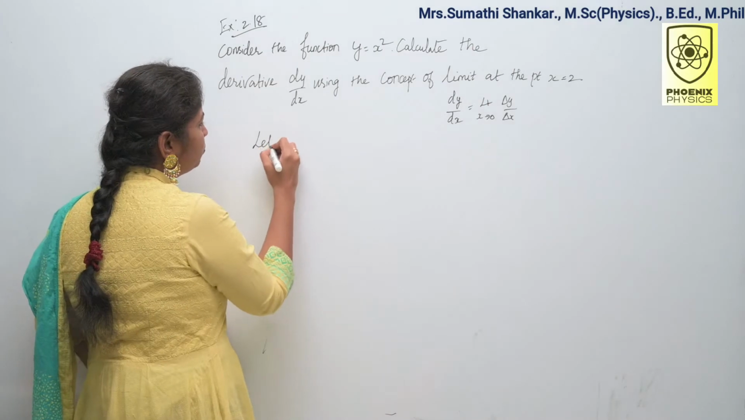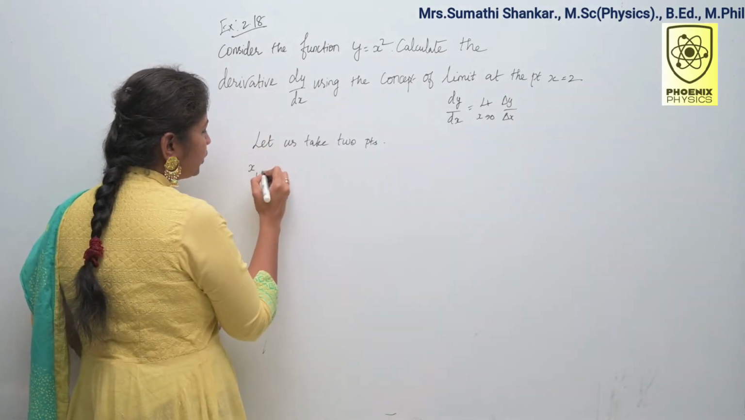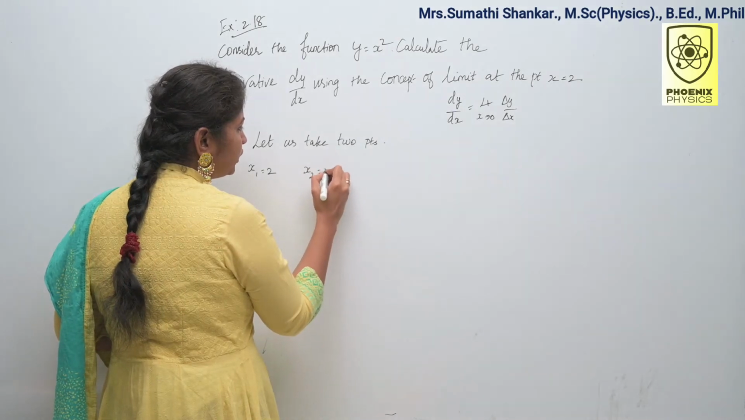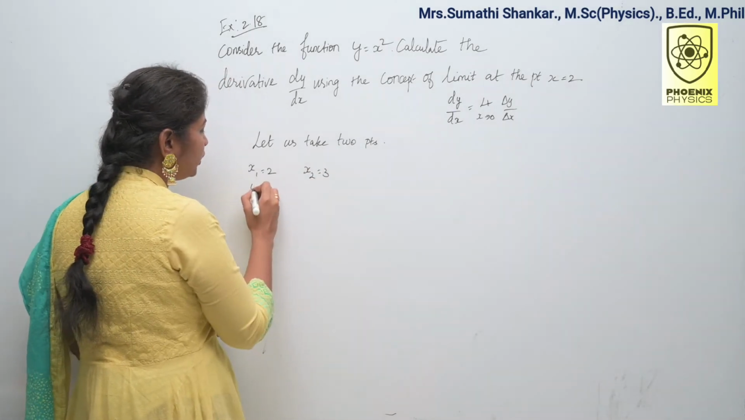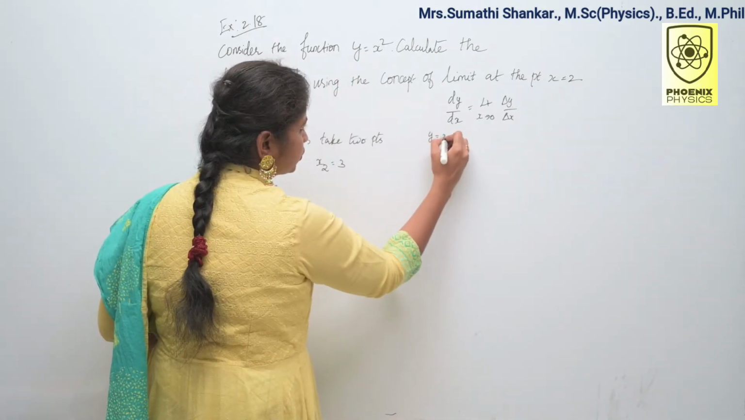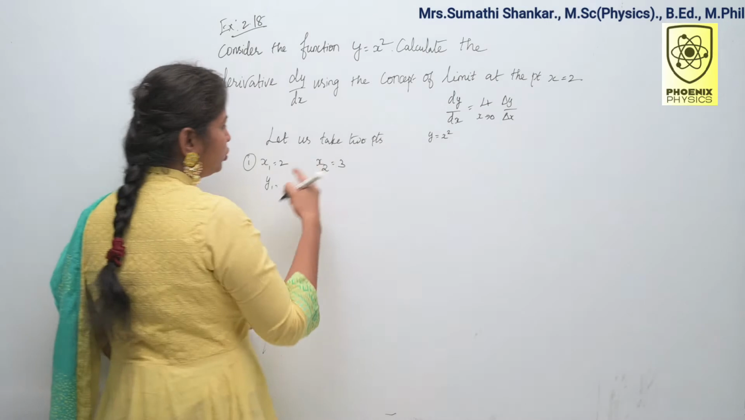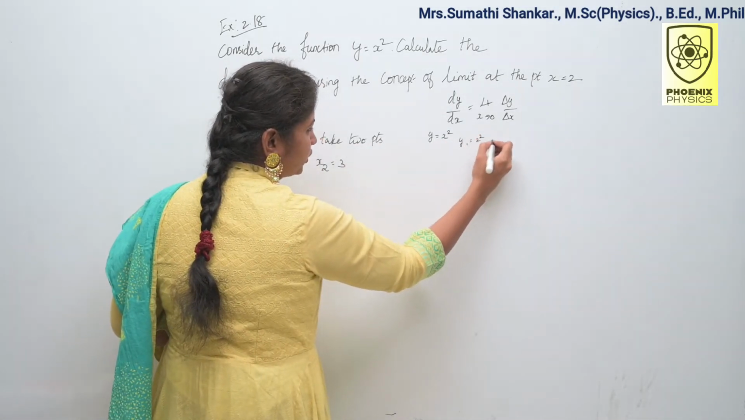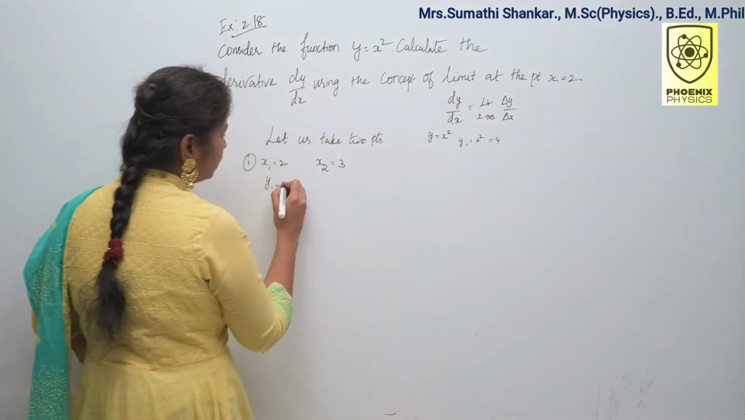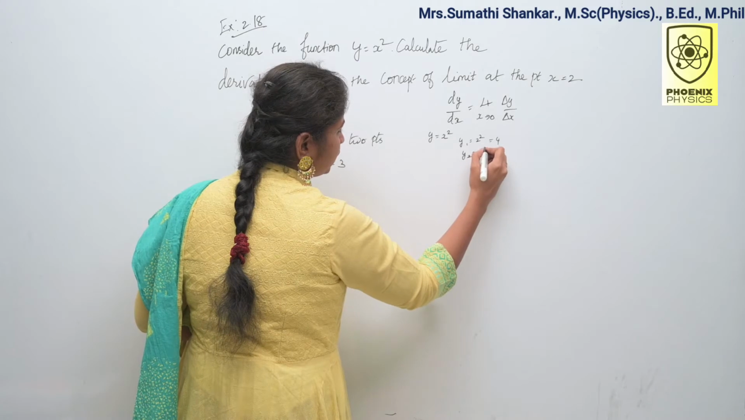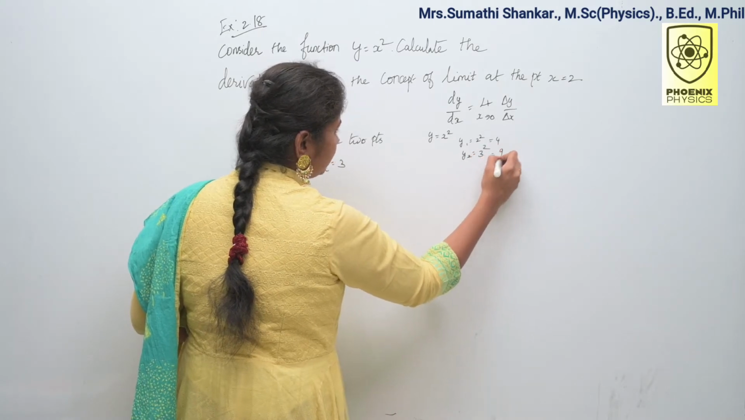Let us take 2 points. x1 is equal to 2, x2 is equal to 3. Then how do you find out y1? What is given? y is equal to x square is given. Substitute the value. y1 is equal to 2 square, that is 4. y2 is equal to 3 square, that is 9.